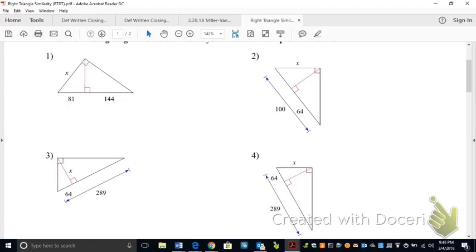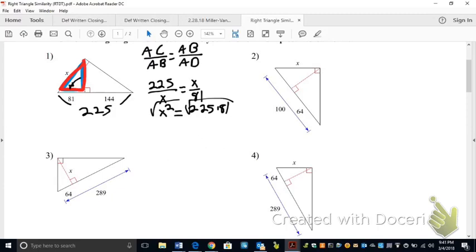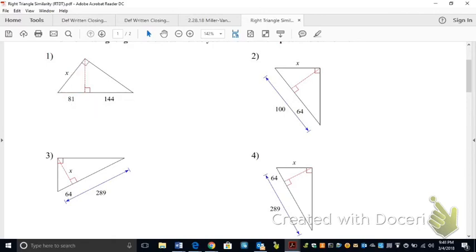x squared equals 225 times 81. Now the reason I'm keeping it like that, if I have my calculator out, I just type in 225 times 81 and then hit the square root button. I don't have my calculator available, so I'm just going to break that down as x equals square root of 225 times the square root of 81. That gives me 15 times 9, or 135. Okay, so that's number 1. We're going to go over and look at number 2 now.